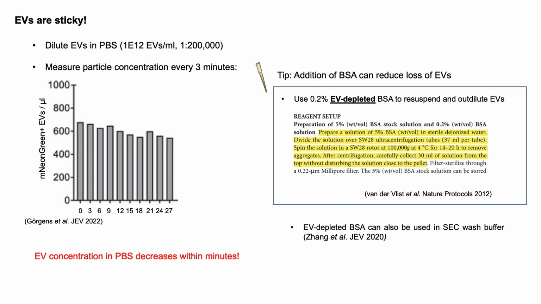You can even add BSA to your SEC wash buffers, as described by Zhang et al. Of course, this is not really compatible with proteomics approaches, but it does lead to higher EV yields.